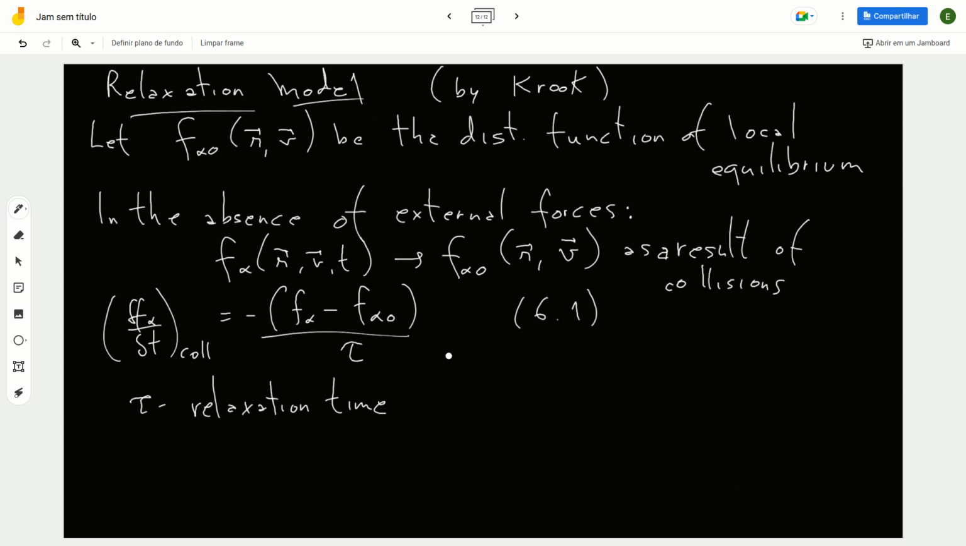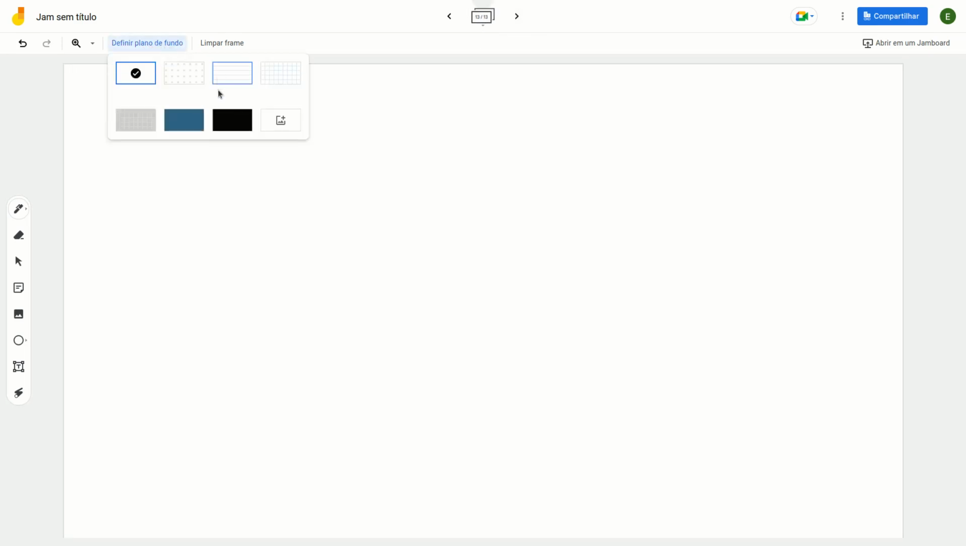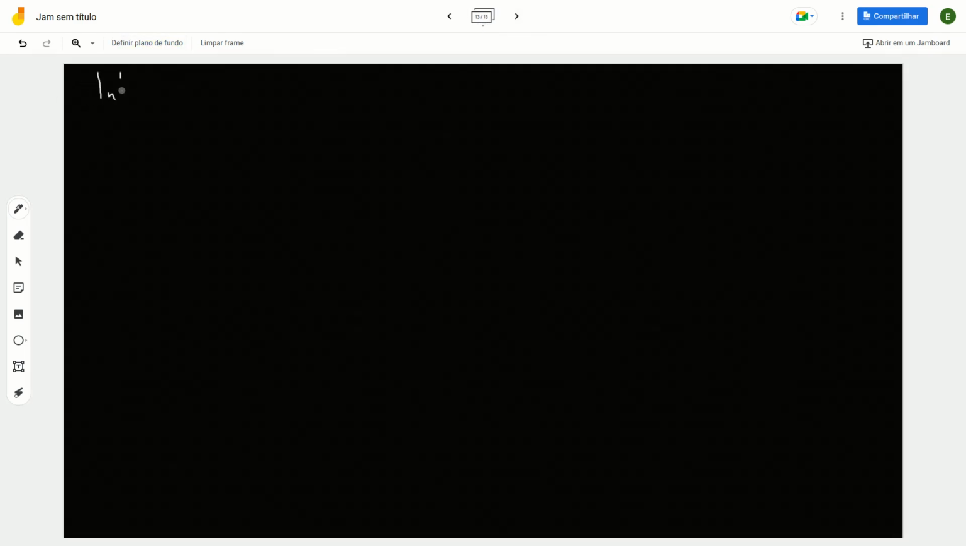If the system is in equilibrium, you just have f alpha equal to f alpha naught, and the collisions do not change f, okay? So what's the interpretation of this? How can this be considered a realistic, or is it a realistic collisional term? What is it representing? Let's try to answer this question. Interpretation.